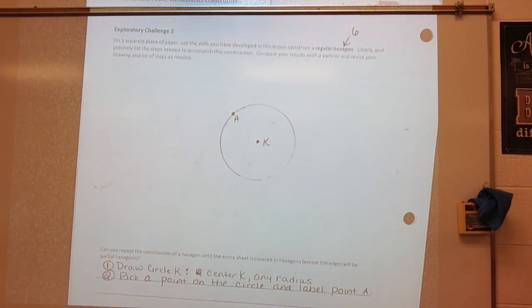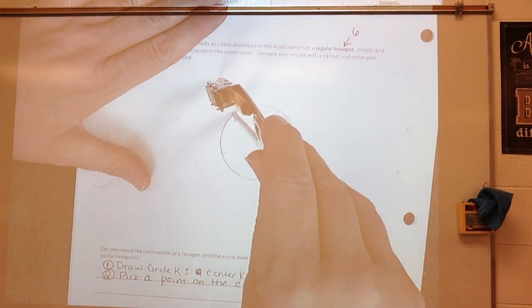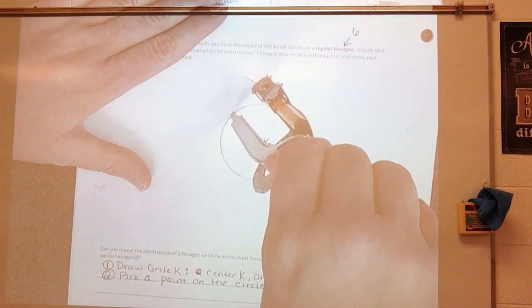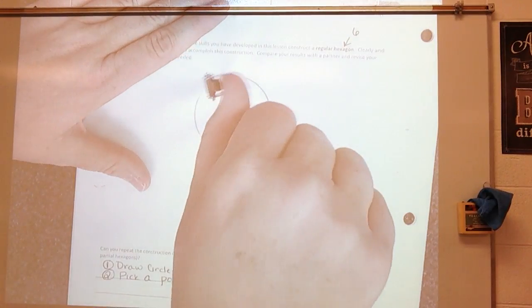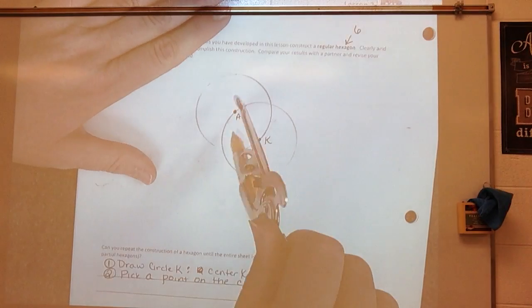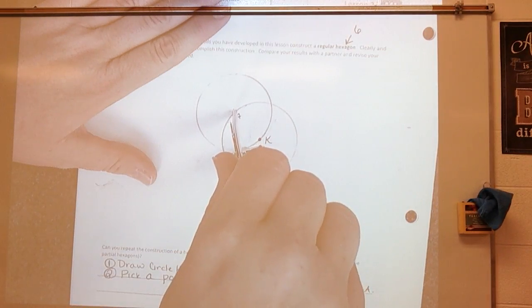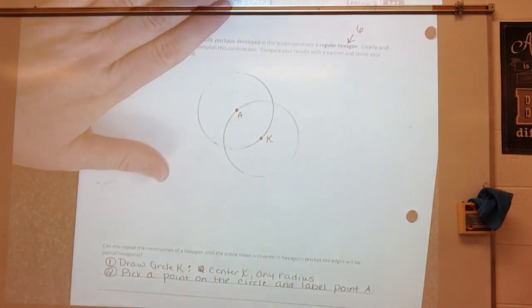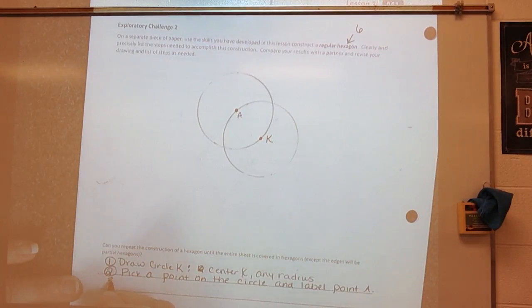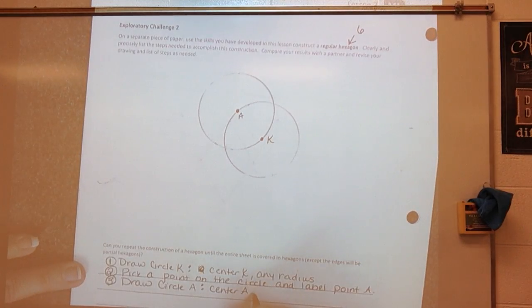All right, now I'm going to draw circle A. So we got to draw circle A. Okay, so I have circle A drawn. And I need to label that center A. And now it actually has a radius. It has a radius of AK.